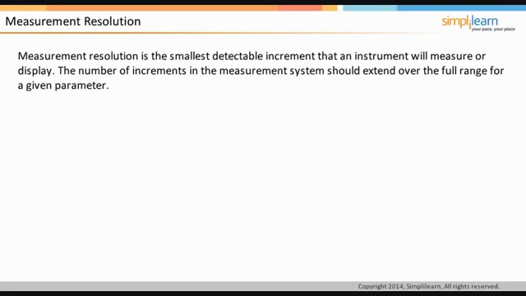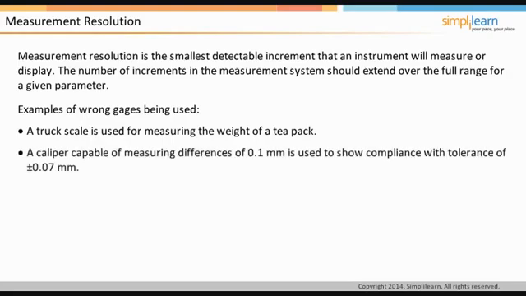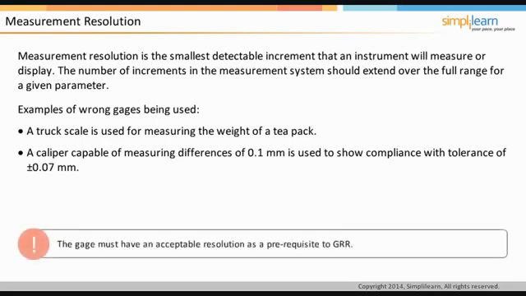The number of increments in the measurement system should extend over the full range for a given parameter. Some examples of wrong gauges or incorrect measurement resolution are given here. A truck weighing scale is used for measuring the weight of a T-pack. A caliper, capable of measuring differences of 0.1 millimeters, is used to show compliance when the tolerance limits are plus or minus 0.07 millimeters. Thus, only the measurement system that matches the range of the data should be used. An important prerequisite for GRR studies is that the gauge has an acceptable resolution.